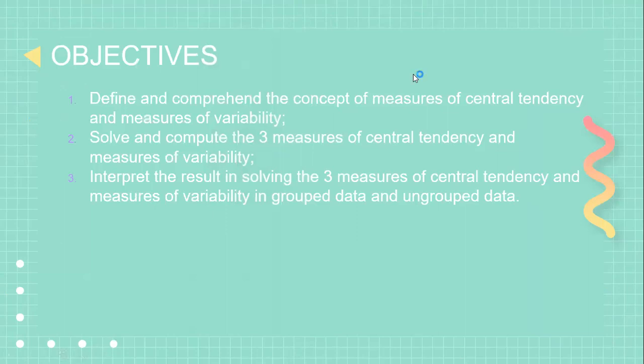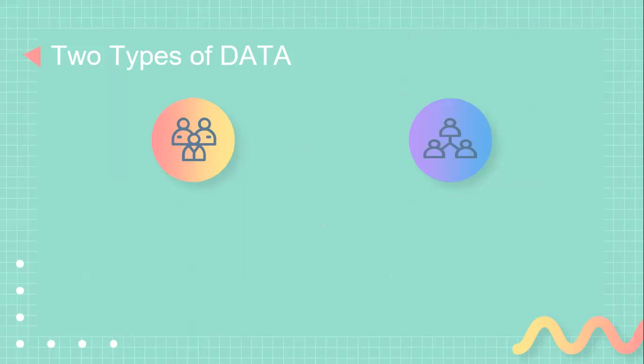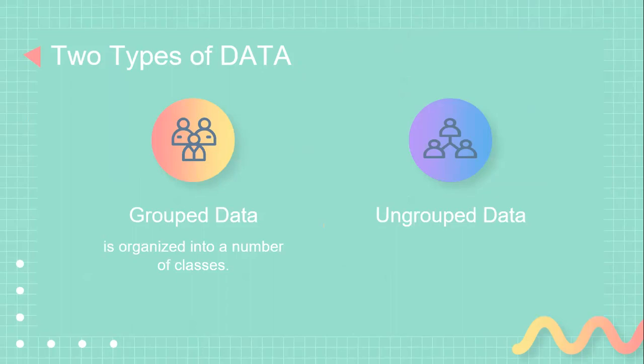Number one, define and comprehend the concept of measures of central tendency and measures of variability. Number two, solve and compute the three measures of central tendency and measures of variability. And number three, interpret the results in solving the three measures of central tendency and measures of variability in grouped data and ungrouped data. Now, we have here the two types of data: grouped data and ungrouped data.